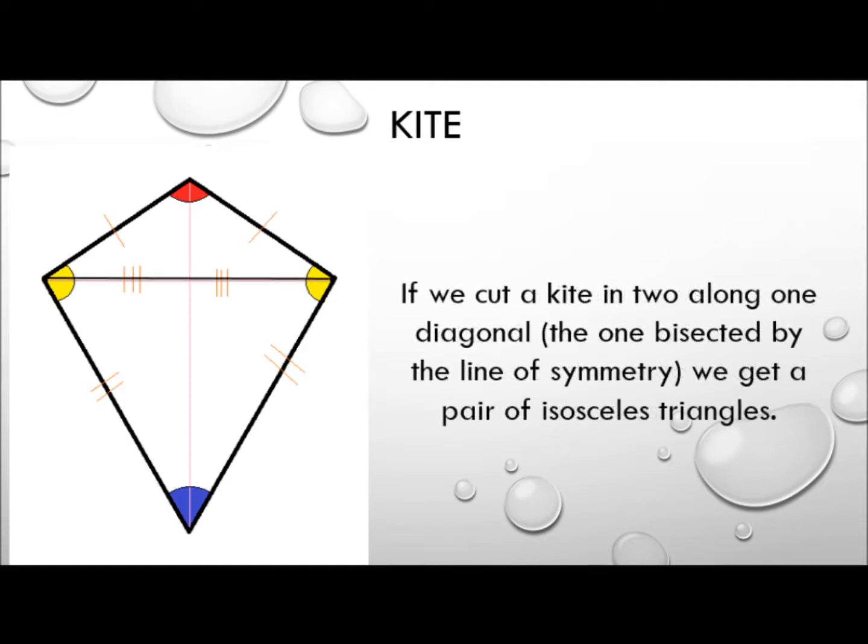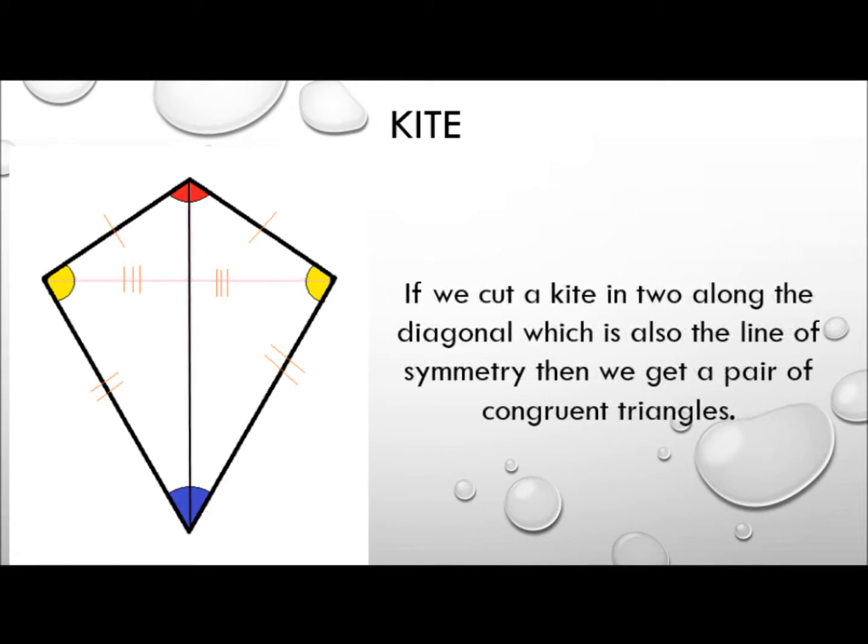If we cut a kite in two along one of the diagonals, in this case the one bisected by the line of symmetry, then we get a pair of isosceles triangles. A triangle is said to be isosceles if two of its legs are the same length and two of its angles are the same angle. Note, the two isosceles triangles are not necessarily identical to each other, that is to say the two triangles are not necessarily congruent, but they are both isosceles.